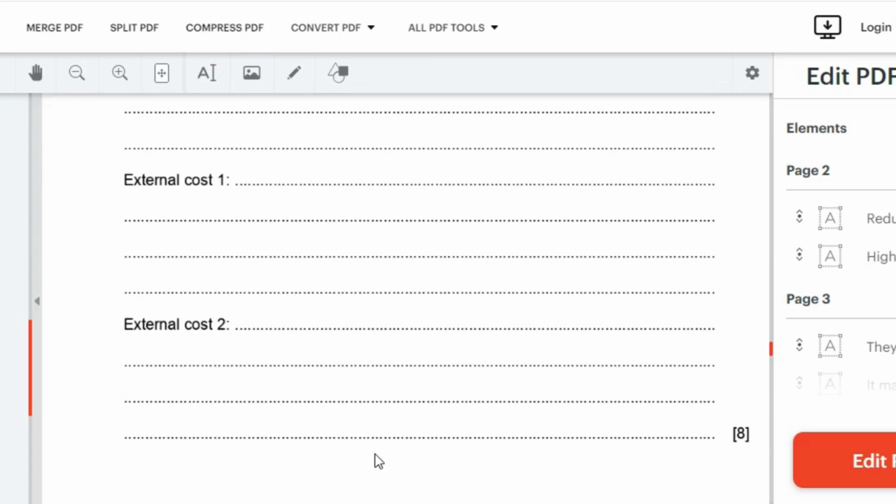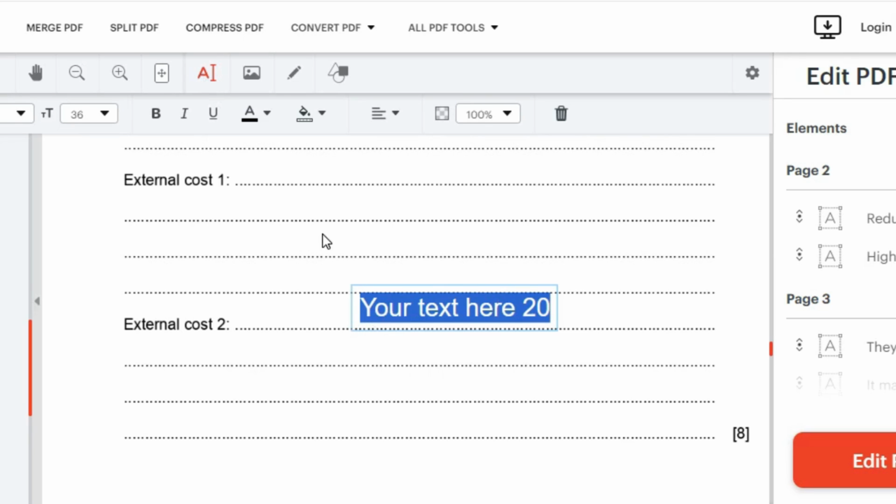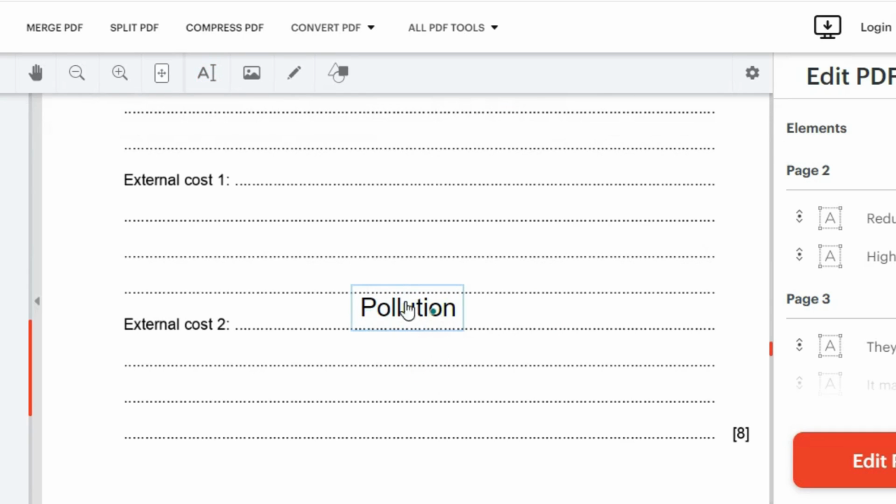Now let's move to the external cost that we have for RW company. External costs can include pollution that can be caused by waste products. Pollution, the external cost we have, pollution. Let's type this out before the explanation. Pollution that can be caused by waste of products.